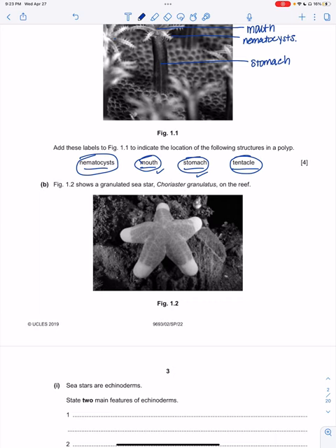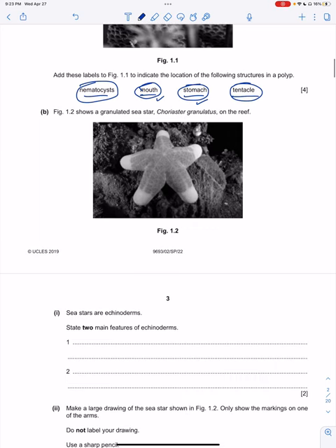All right. You're looking at the granulated sea star on a reef. We've done this one in class as well. They're echinoderms. We don't want to mention anything about their skin, even though it's essentially what the name means, spiky skin. Instead, it's going to be what you've taken notes with. We've done this question together. Pentaradial symmetry. It means five. And then they all have tube feet.